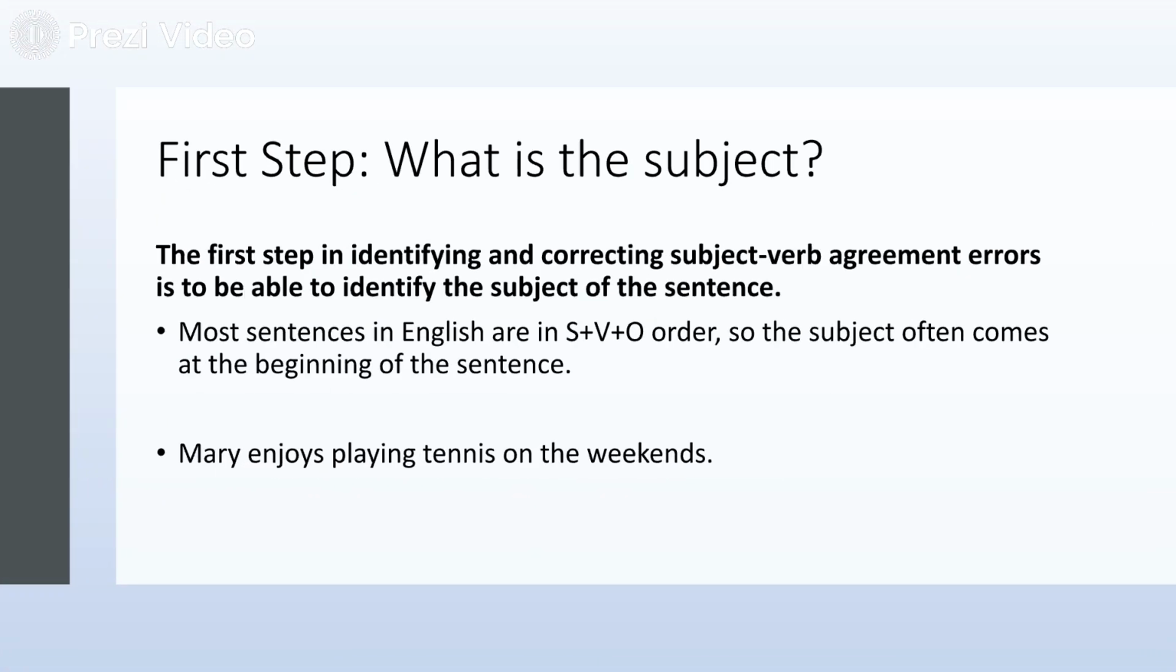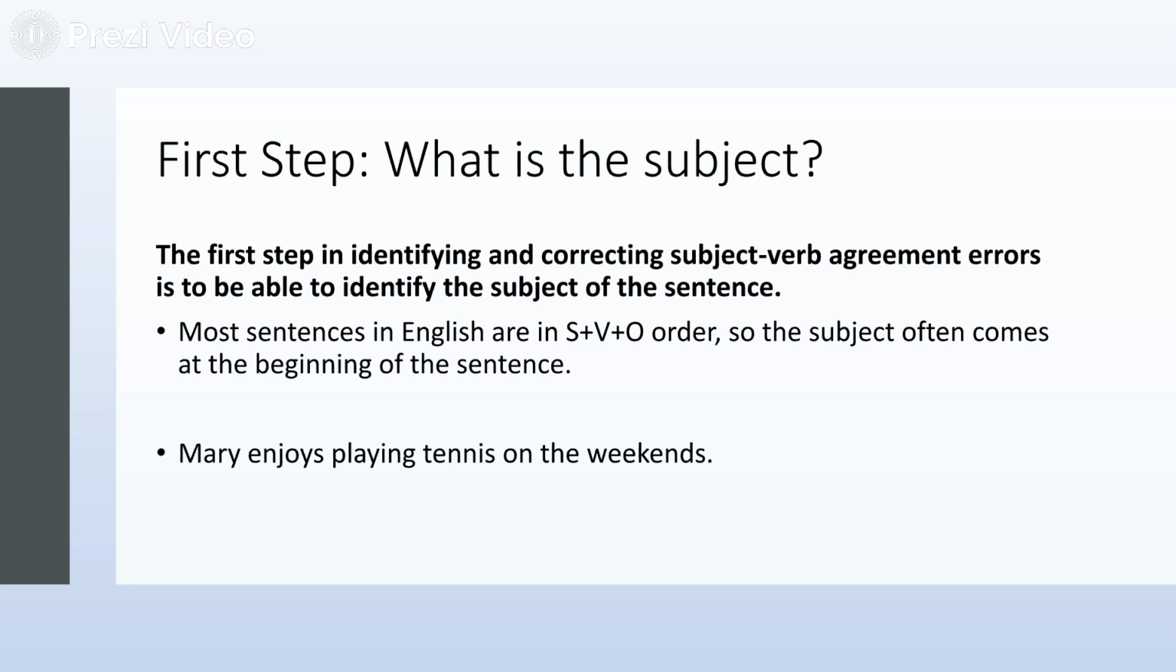First step, what is the subject? When you're trying to figure out if you have subject-verb agreement, the first step is to identify the subject in the sentence. So, as you know, we talked about this, most sentences in English are a subject-verb-object order. So the subject often comes at the beginning of the sentence.